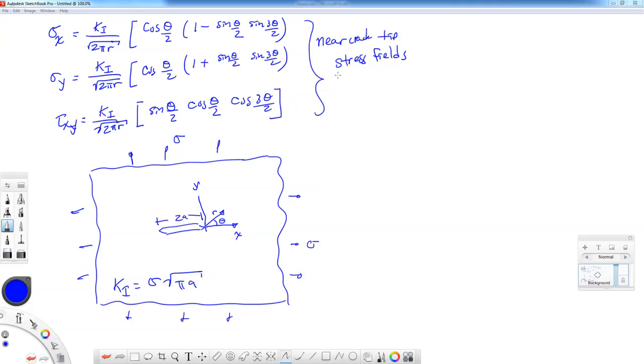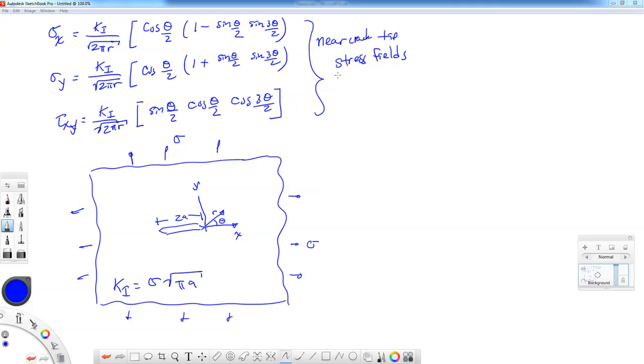Alright, so let's write down those crack tip stress fields that we get from the Westergaard solution. Again, the details are all in those other videos, but here we have the stress fields for sigma x, sigma y, and tau xy. And you notice they all have a common term out in front of them, K1 over square root of 2 pi r, where r is radial distance from the crack tip. And again, these are near crack tip stress fields, so there was some analysis done to shrink the distance to be small compared to the crack length.